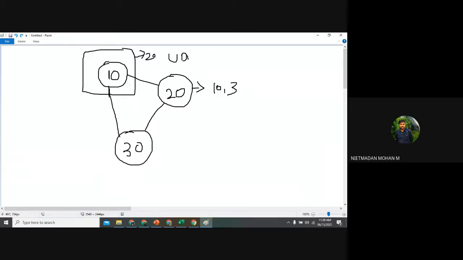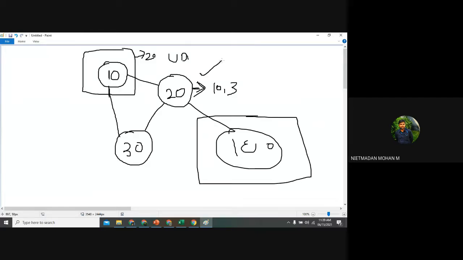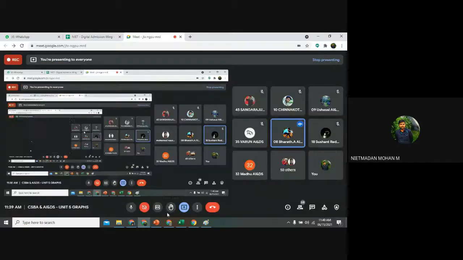Here all the edges have been connected to all the nodes. If I am going to calculate the nearby nodes of 20, they will be 10 and 30. If I am inserting one more element, 100, then for 100 the nearby node will be only 20, because we have not connected any edges to 30 and 100. If I connect edges to 30 and 100, then for 100 the nearby nodes will be 20 and 30. Clear? Yes, sir.